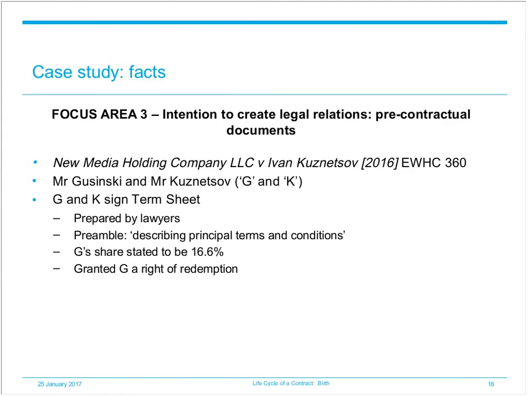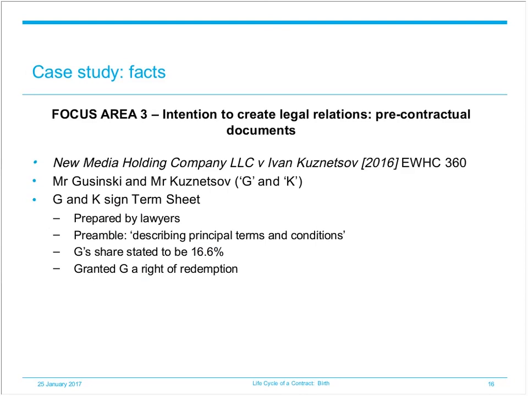Its preamble stated that it was a document describing principal terms and conditions of company share management and control. It also stated that G held a 16.6% share in the company. In fact, at this point he didn't. His actual share amounted to something more like 5.5%. The term sheet also provided that G could serve a notice of redemption on K, requiring K to purchase G's shares. No final long-form agreement was negotiated or put in place.